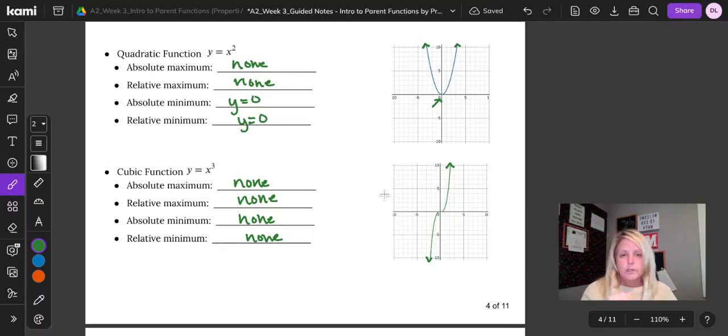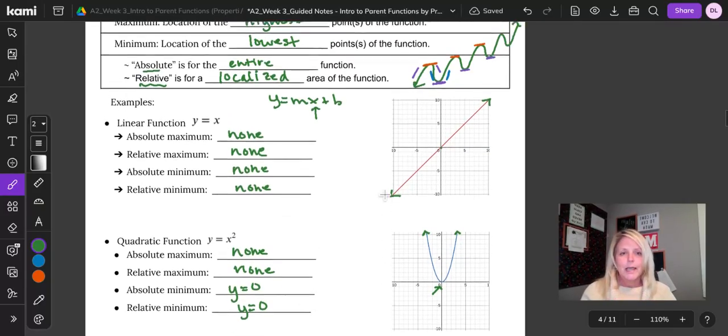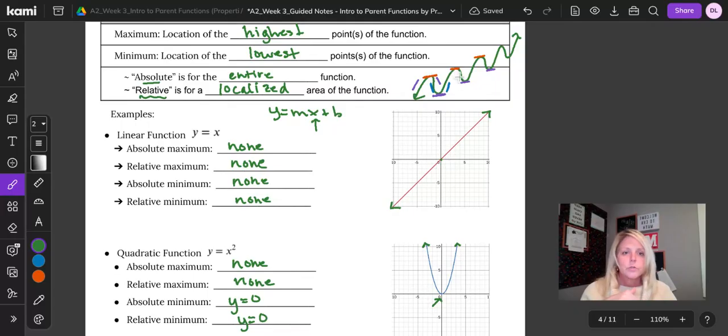Okay, now the cubic function is a function that can have this roller coaster look to it. So you want to make sure that you're looking at your graph carefully, that you're looking for those points where the points on either side are either higher than that point or lower than that point.